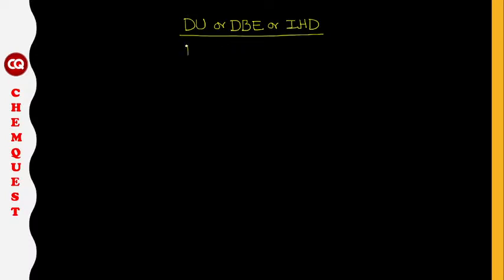The formula is DU equal to (2 into carbon number plus 2 minus hydrogen number) divided by 2. We are going to discuss different types of examples. First, the DU part is not applied to any saturated hydrocarbon. First we are going to discuss example 1 for DBE part.